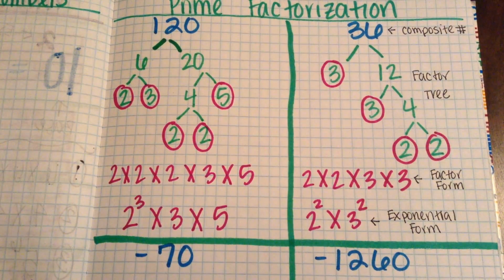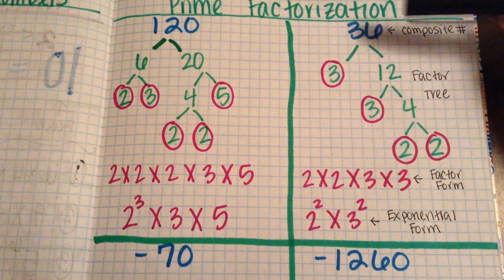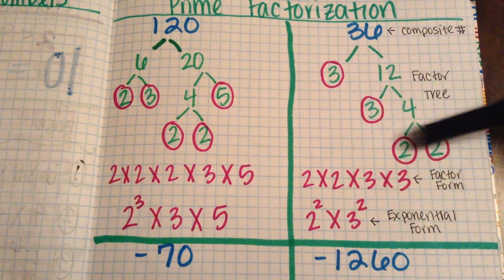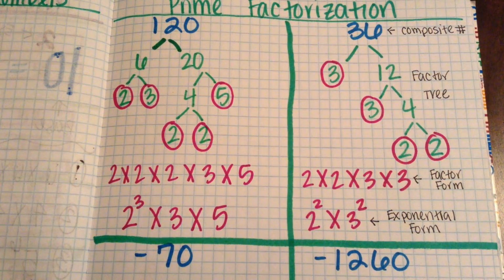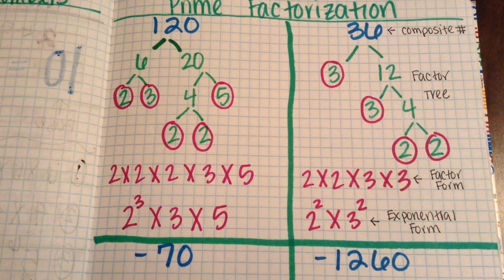Okay? And it goes for all of them. This is always going to be the composite number. This is always going to be the factor tree. This is your factor form. This is your exponential form. Okay? Now, we're going to do some examples with negative numbers this time.